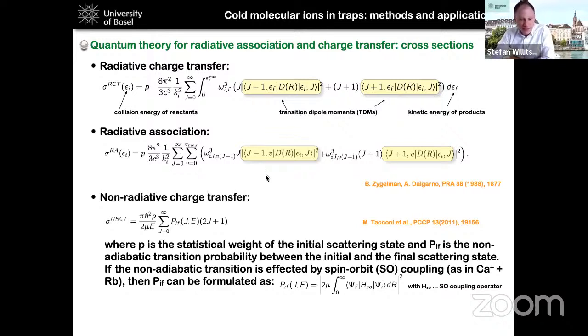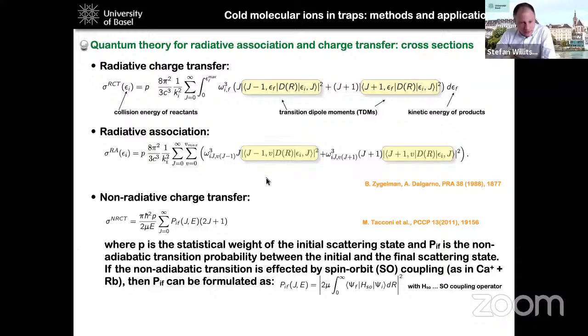And for radiative association, we have analogous expressions. But the important point here is that we have these transition dipole moments that play a role. And for non-radiative charge transfer, we have an expression, and here the important points are these non-adiabatic transition probabilities, right? That happens at the curve crossings between two molecular states. And at these points, as I've already mentioned, this is where the transition from one curve to the other predominantly happens.